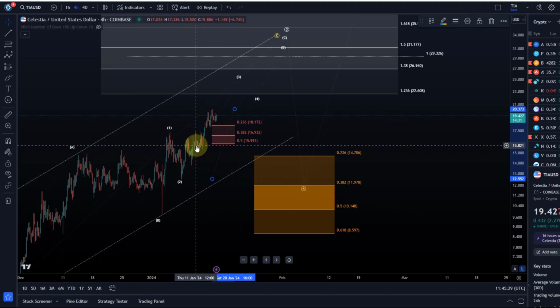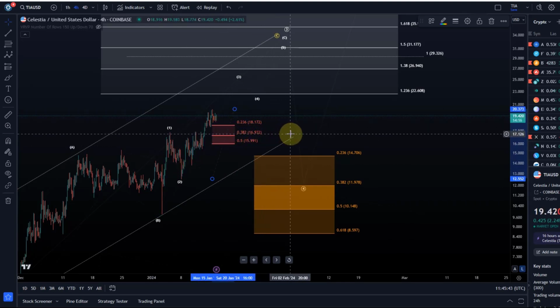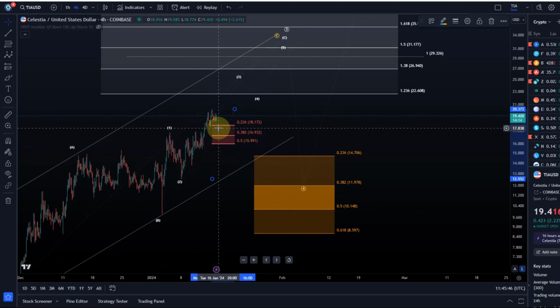I mean, it could be that the C wave itself is an ending diagonal. That will make it extremely messy and might limit this support level to something that's less useful, because it might break. But ideally, to keep going in this third wave, the $15.99 level should hold. So that's the first warning.